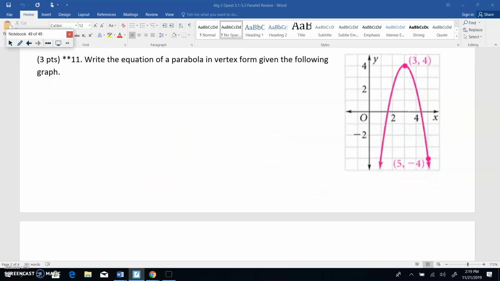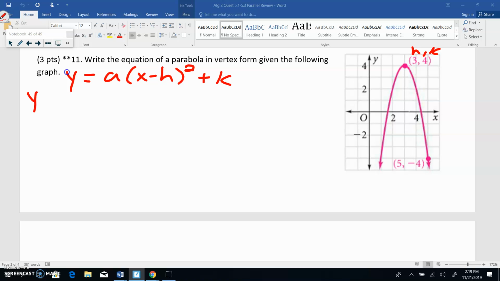Okay, number 11 says to write the equation in vertex form. So vertex form is y is equal to a times (x minus h) squared plus k. All right, they give you a graph, so because they give you this graph here, it already gives you your h and your k. Your h and your k comes from your vertex. All right, so I go ahead and I have 2 of my 3 letters that I need.